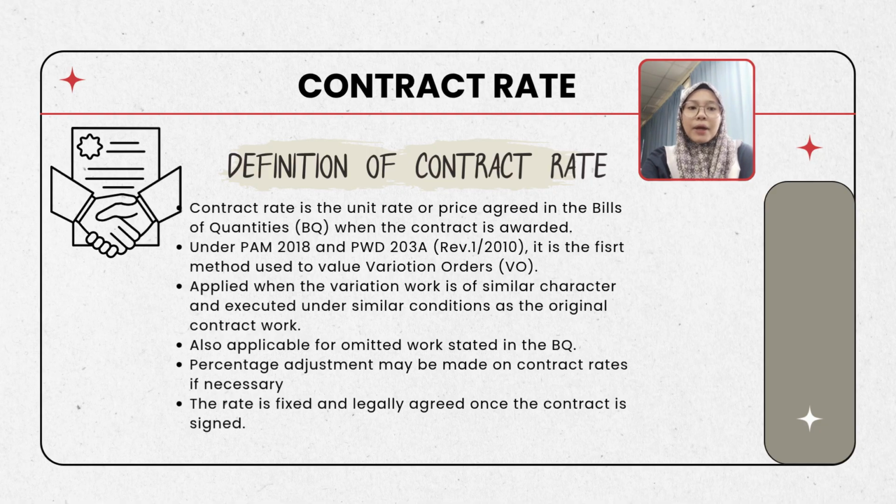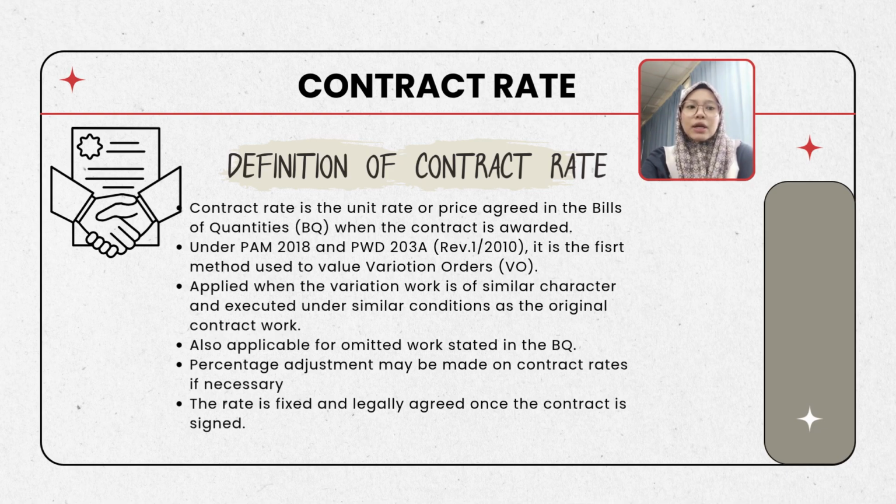Under PAM 2018 and PWD 203A revision 1/2010, the contract rate is the first method used to value a variation order. This is because it is the simplest and most reliable method. However, the contract rate can only be used when the variation work is of similar character and carried out under similar conditions as the original work.